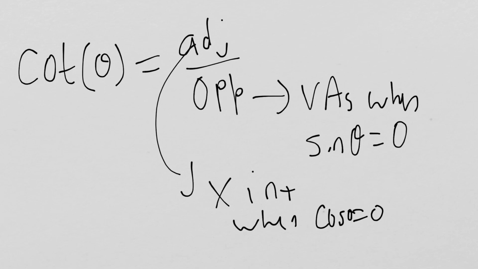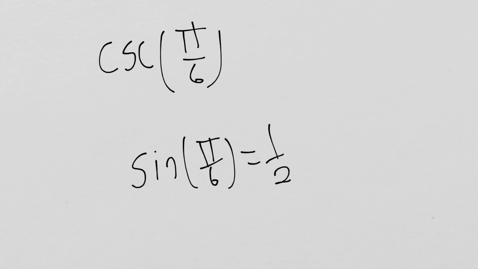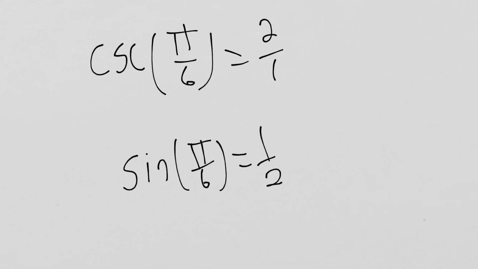Nope, one more thing. Finding ratios. Okay, so it's just the flip of the other ratios, right? So if I want to find cosecant of pi over 6, I just have to flip sine of pi over 6. So if sine of pi over 6 is 1/2, then cosecant pi over 6 is 2 over 1, right?